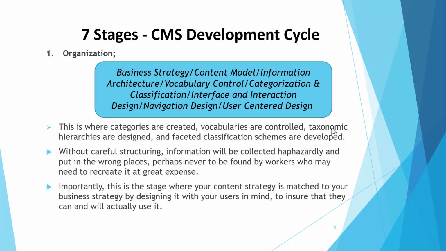The 7 stages of the CMS development cycle or development life cycle. We begin with organization. So this is where categories are created, vocabularies are controlled, taxonomic hierarchies are designed, and faceted classification schemes are developed. It is some sort of a brainstorming to identify the theme or niche of your web content.